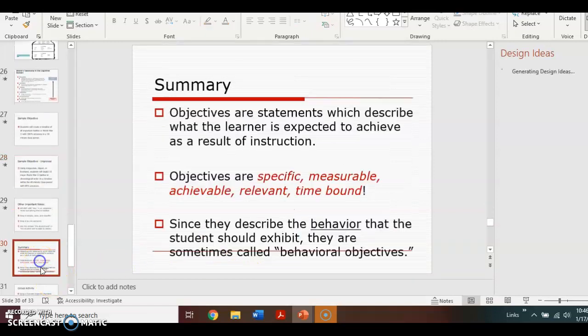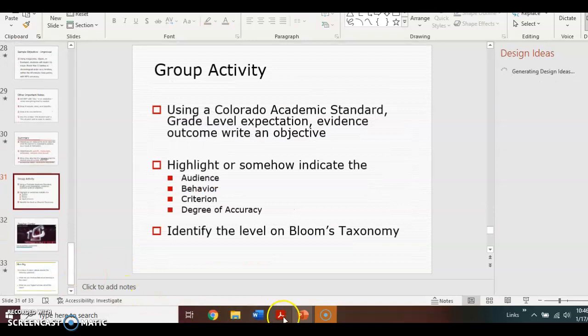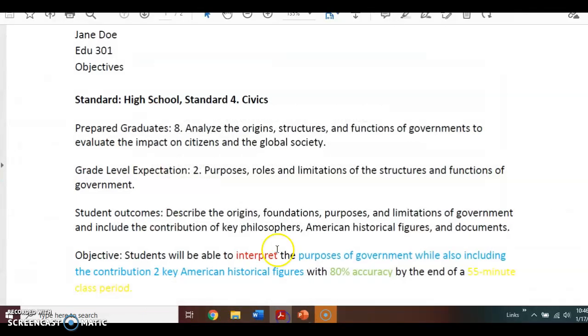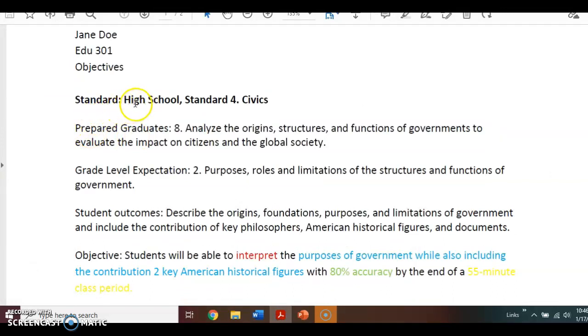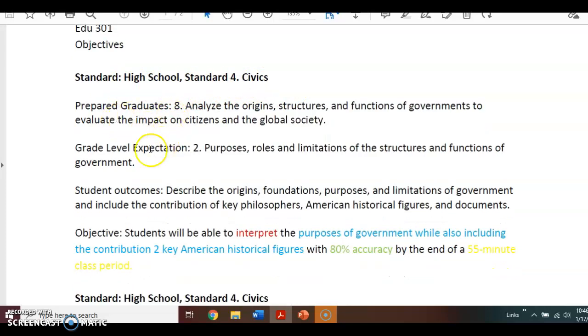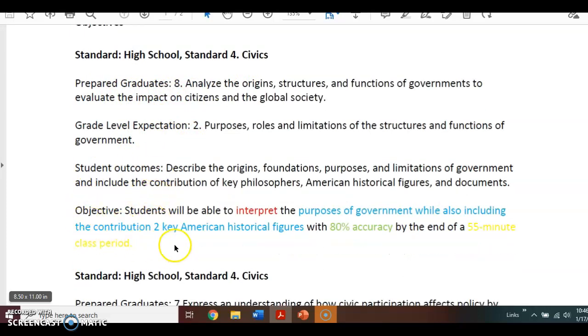That's okay. All right, so basically I want you to look at this PowerPoint. Your assignment will look something like this. You will turn it in. You will give me the grade, the standard, which is high school or elementary or second grade. Civics, is it math? You're going to give me the prepared graduates. You're going to give me the grade level expectation, student outcome, and then you will write your objective.